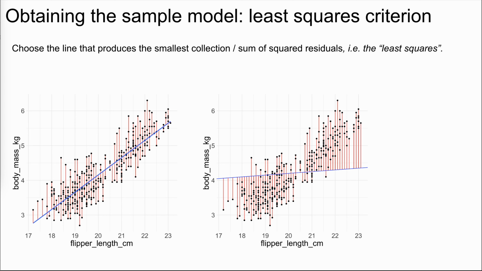Notice that the model on the left has smaller residuals, hence smaller squared residuals, than the model on the right. That is, the observed data points tend to be closer to our original model than in the alternative model. And that's a good thing. It means that our original model better captures the relationship between body mass and flipper length. In fact, in comparison to any other possible sample model, our original sample model has the smallest possible collection of squared residuals. That is, it satisfies the least squares criterion.